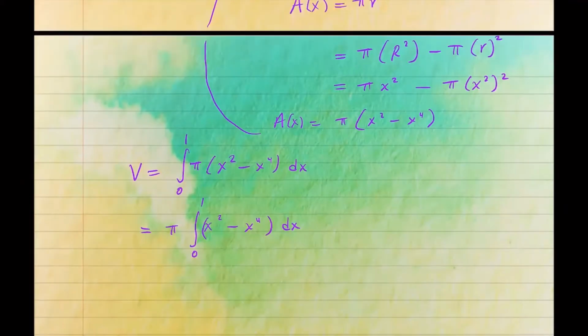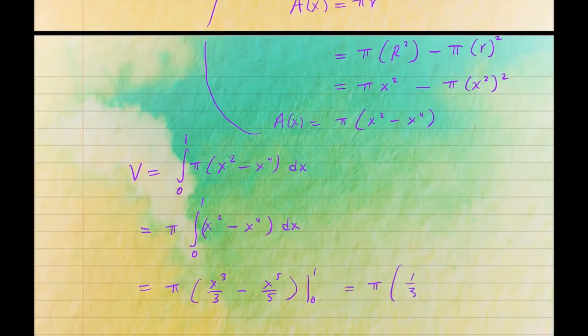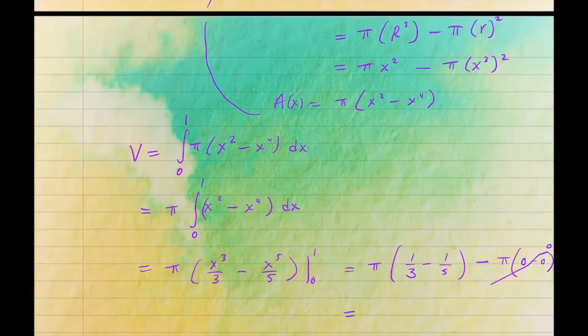If I integrate this, I have pi times x squared becomes x cubed over 3, and x to the fourth becomes x to the fifth over 5. And we're evaluating from 0 to 1. Plug in the upper limit of integration: we have pi times 1 over 3 minus 1 over 5. The lower limit gives you just 0 minus 0, so this will disappear. Putting them in common denominators, I get 5 minus 3, that would be 2 over 15. So we can say the volume is 2 pi over 15 for this solid.